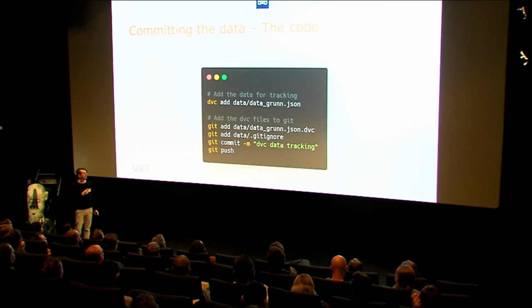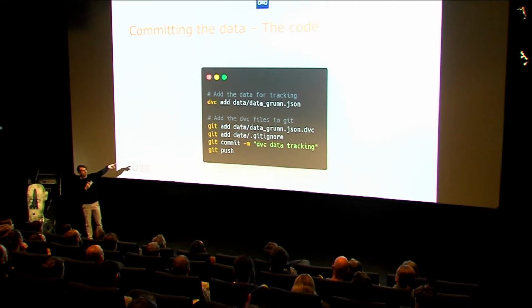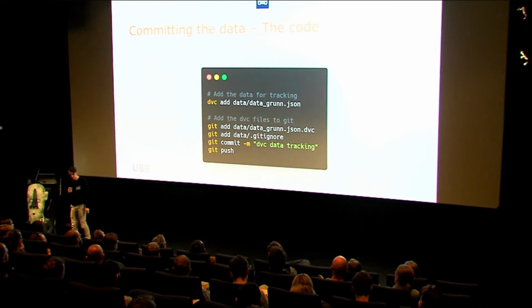Then going more into the details, we're going to add the data to track it, just like with Git. So what you're going to do then is DVC add data/data Pygrunn. And after that, that's it maybe for DVC. And then that's where maybe the stronger point comes in: we're going to push not the data, but the reference to the data to Git. That's what the last part is about.